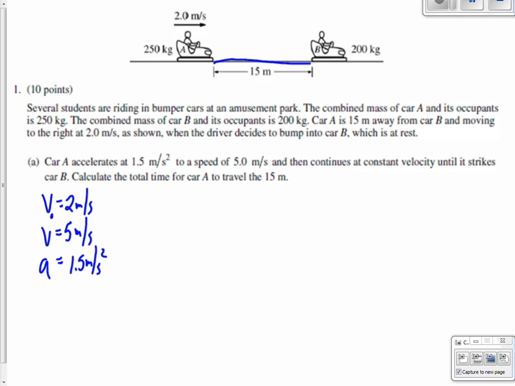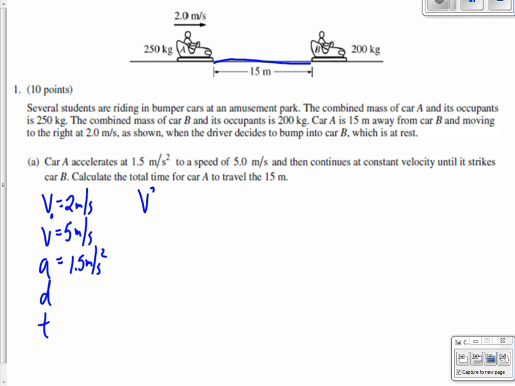So one thing you have to be very careful about is that it doesn't reach 5 meters per second at 15 meters. So we can't assume that it just goes from 2 to 5 with a distance of 15. It actually reaches 5 meters per second before even halfway. So the first thing we have to find here is really one of two things. We need them both. We need the distance that it travels during this first phase going from 2 to 5, and then ultimately we need the time. So let's find the distance.